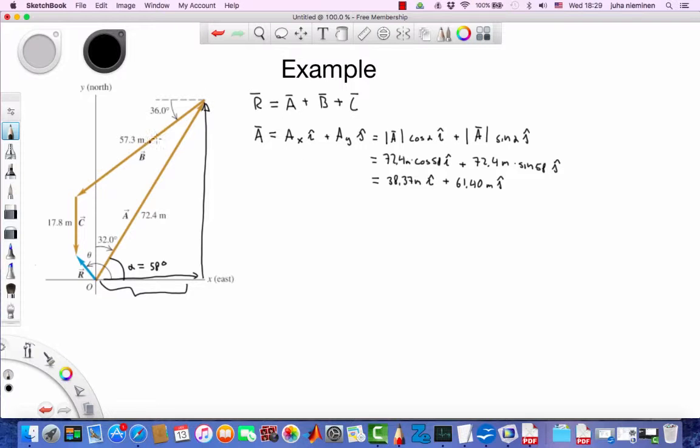Then what about the vector B? Here we have an imaginary x-axis, or a line that is parallel to the x-axis. That's all we need. Now we need to know how much this angle is in total. So that portion there is 36, and that's 180. So in total, the angle beta is 216 degrees. And in the same way, we can calculate the components for B. What about C?